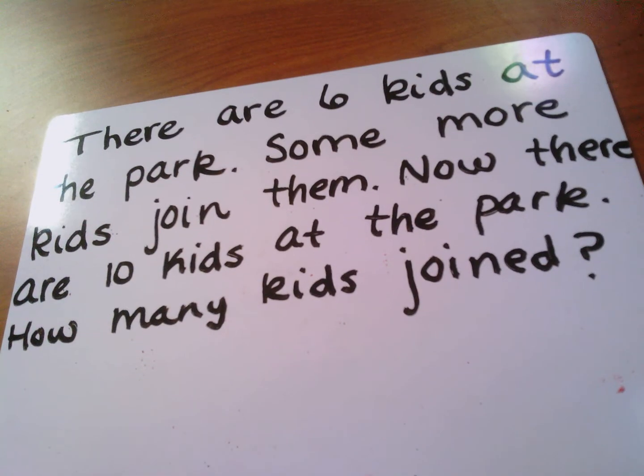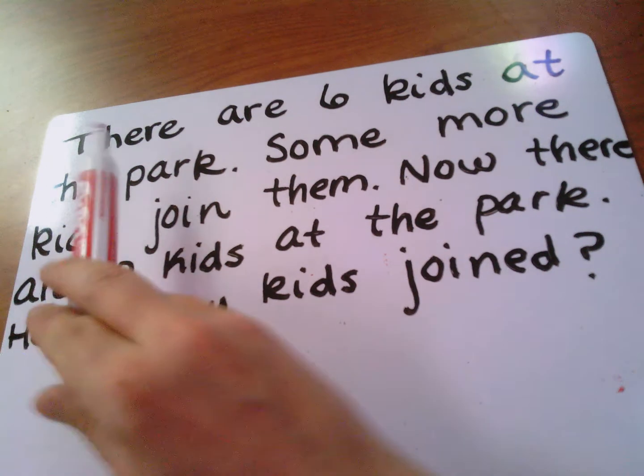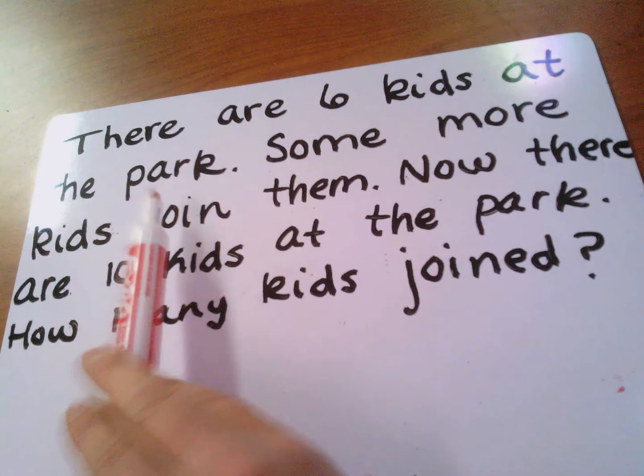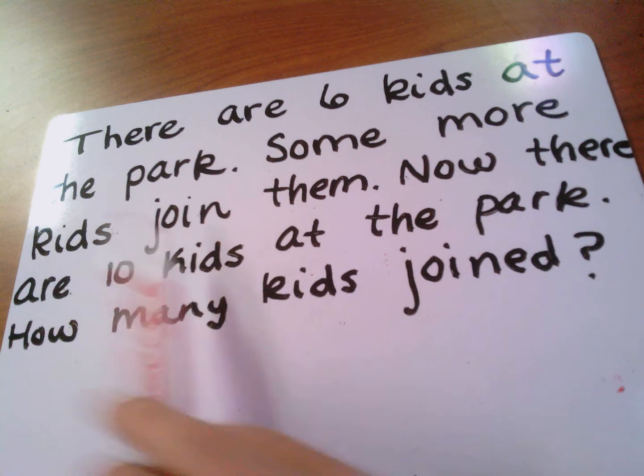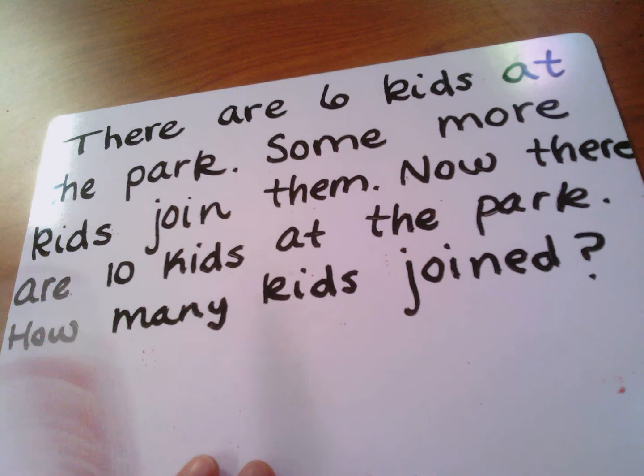Okay, first graders, I have another example here now. Remember, some of these we're going to be solving for the total and some of them are the unknown partner. So let's read this one and see what we're going to be solving for. There are 6 kids at the park. Some more kids join them. Now there are 10 kids at the park. How many kids joined? This is tricky.